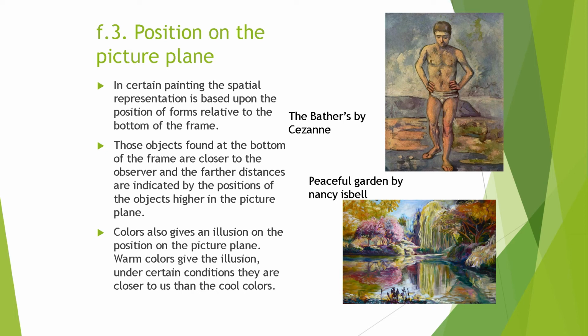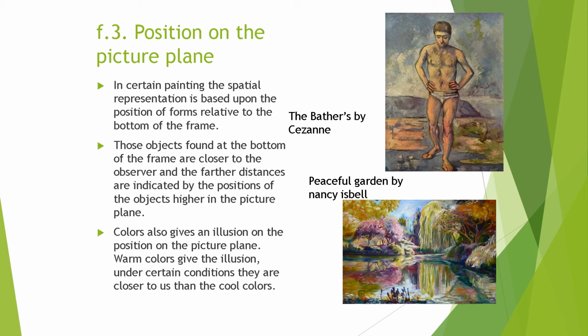Obviously, the Bather by Cezanne is, despite na actually flat surface lang ang pinagdrawingan niya ng dalawang legs ng bather na to, with the use of value, color, okay, and the use of space gives us the illusion na ang left leg is nearer than the right leg. Peaceful Garden by Nancy Isabel is also another use of position na nagbibigay sa atin ng illusion na mas malayo ang, is that a sakura tree or a pink tree? I don't know what kind of tree that is.